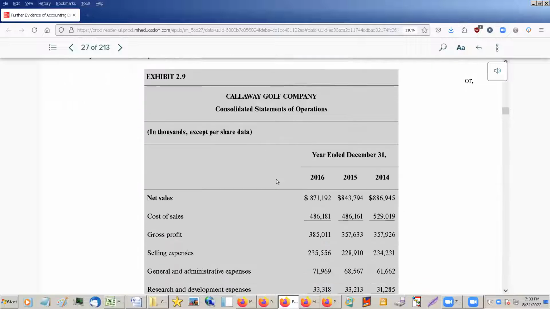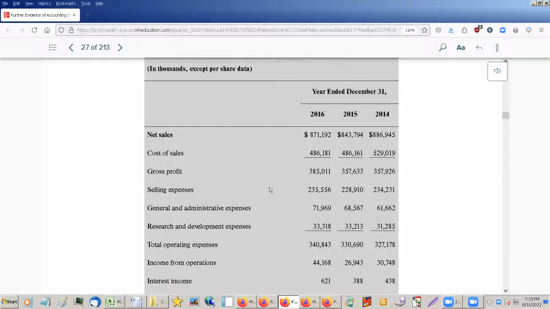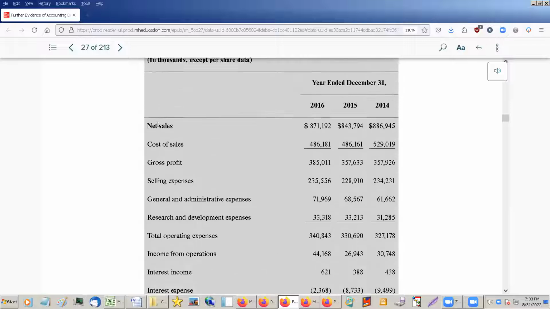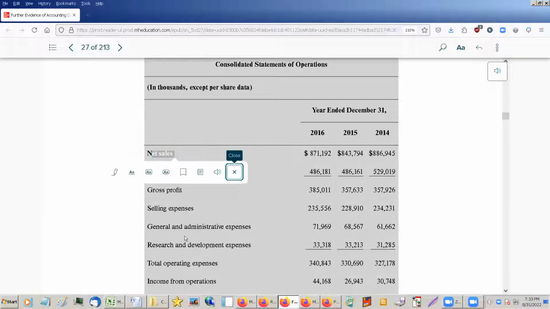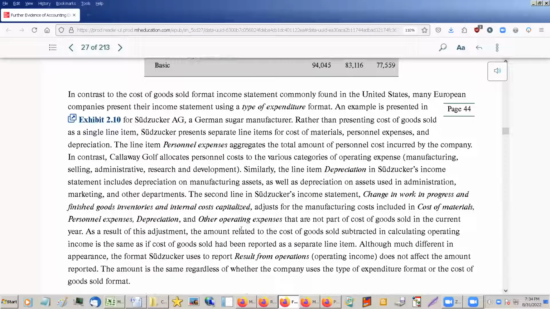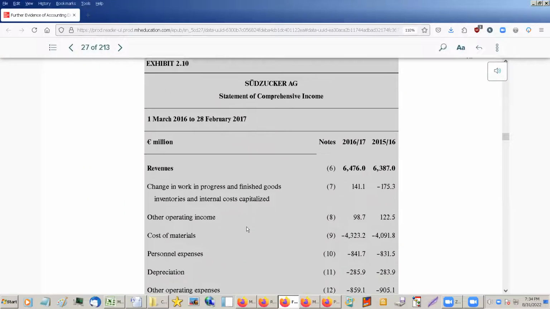Here is one from, this is US. So this is one we're used to seeing. Start out with sales or revenue. Subtract everything out, and you come up with your income. So this is one we're used to seeing in the United States.